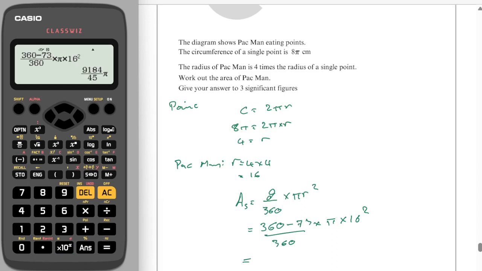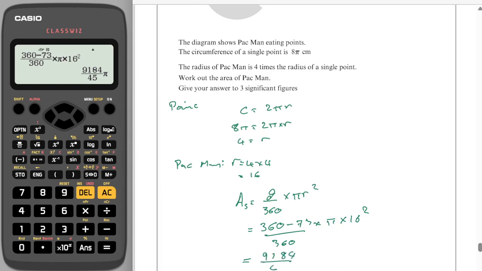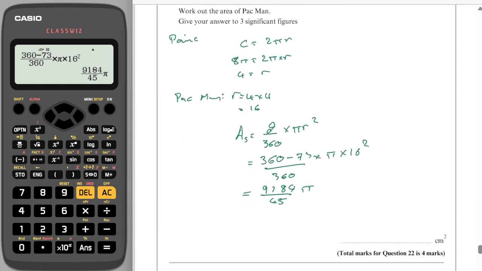So that gives me a total of 9,184 divided by 45 pi. So as a decimal, that's going to be 641.1641... And then to 3 significant figures, that would be 641 centimeters squared.